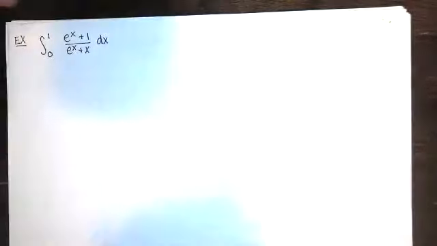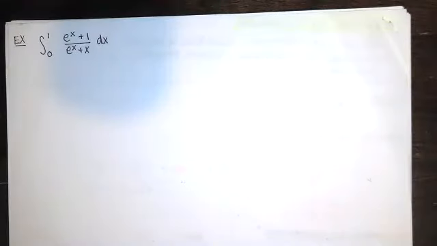Okay, let's do one more, or actually, let's do 2 more. So I have the integral from 0 to 1 of e to the x plus 1 over e to the x plus x dx. Now that one looks complicated. It looks like, oh my goodness, I don't see any parentheses.